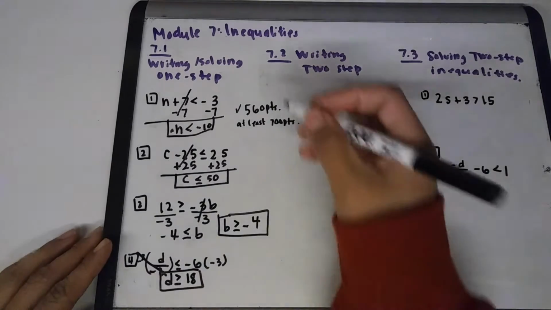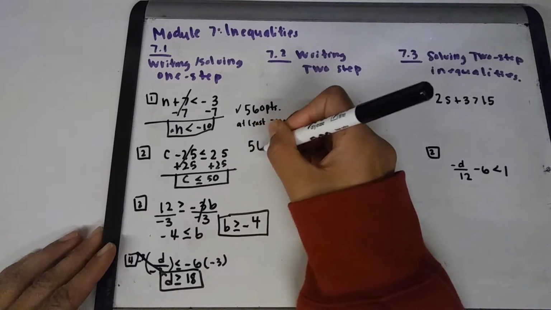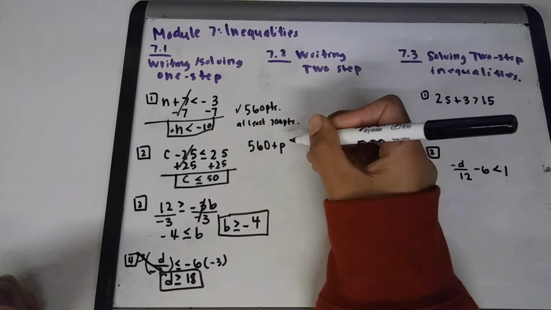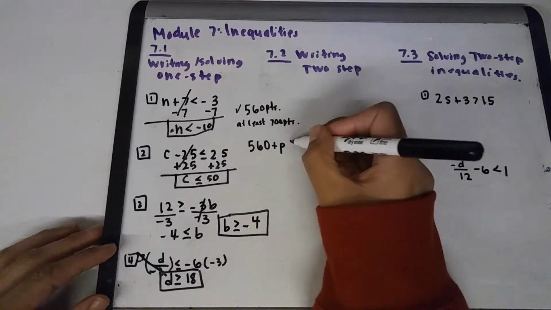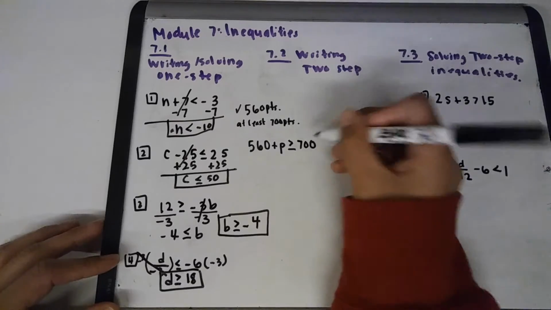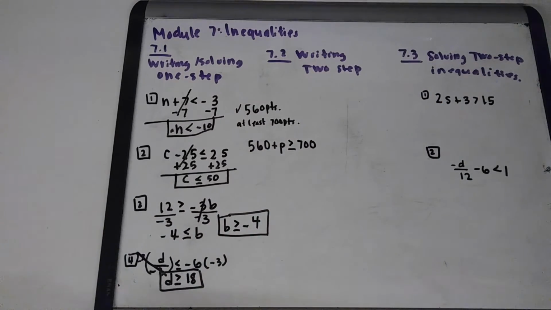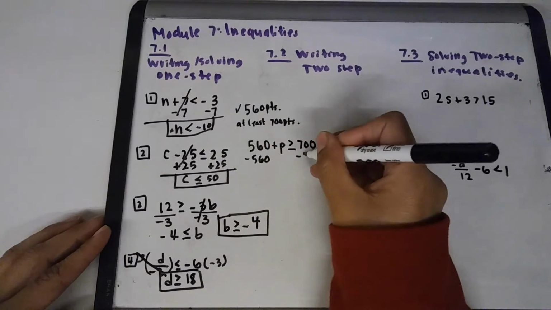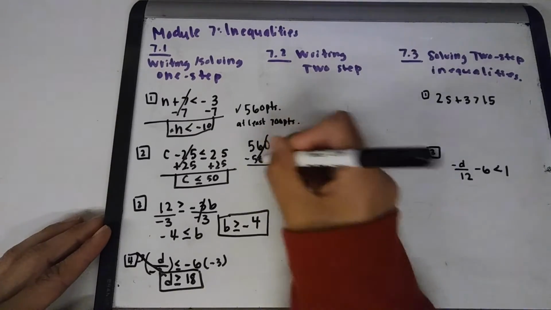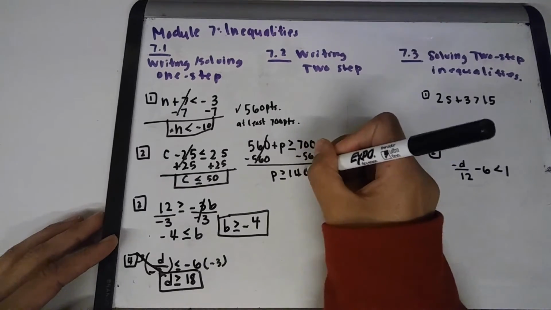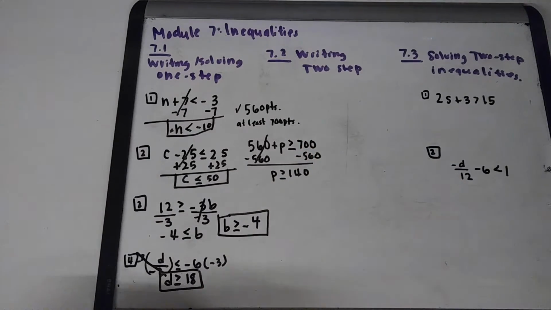So he already has 560. We don't know how many points he needs to get, so I'm going to say plus p for number of points. And it has to be at least, so that means it has to be greater than or equal to 700. So that will be my writing of the inequality. And then to solve, I'm going to subtract the 560 on each side. So he has to score at least 140 points to get an A for this semester.